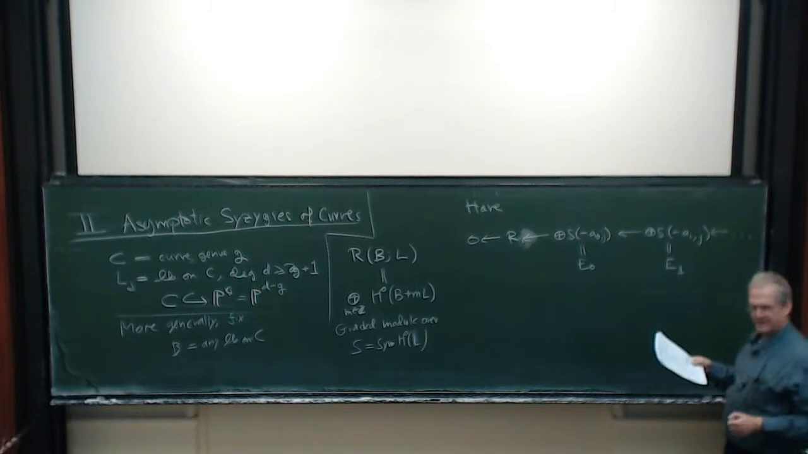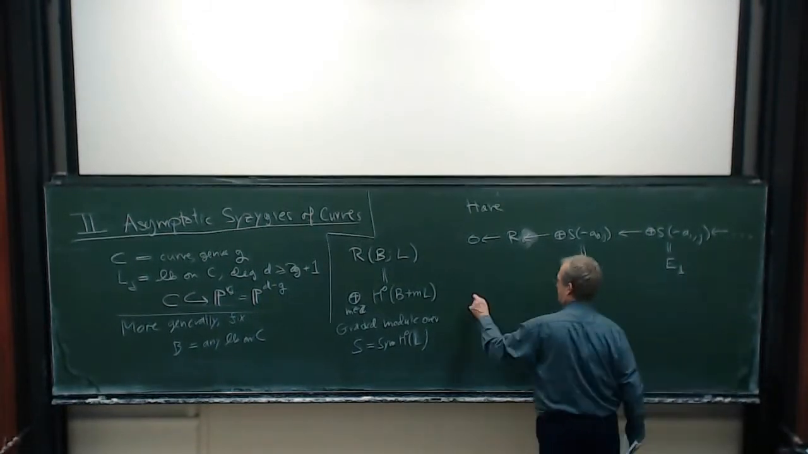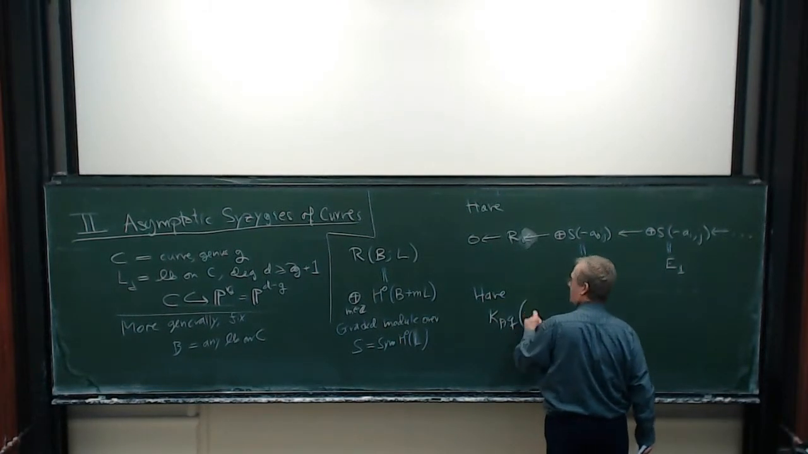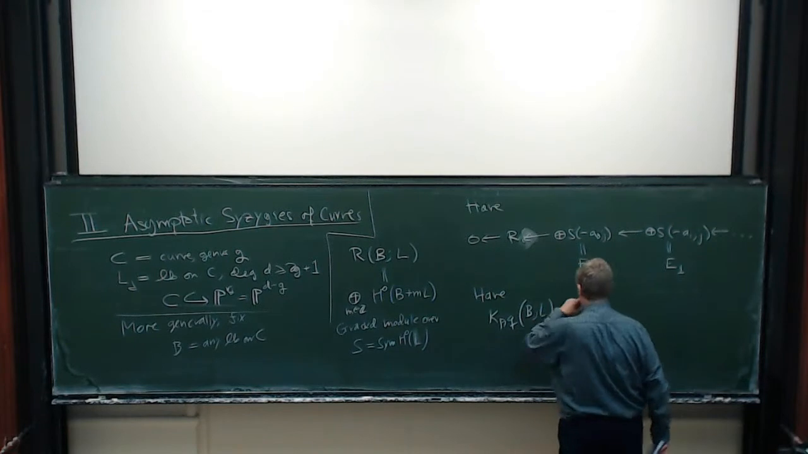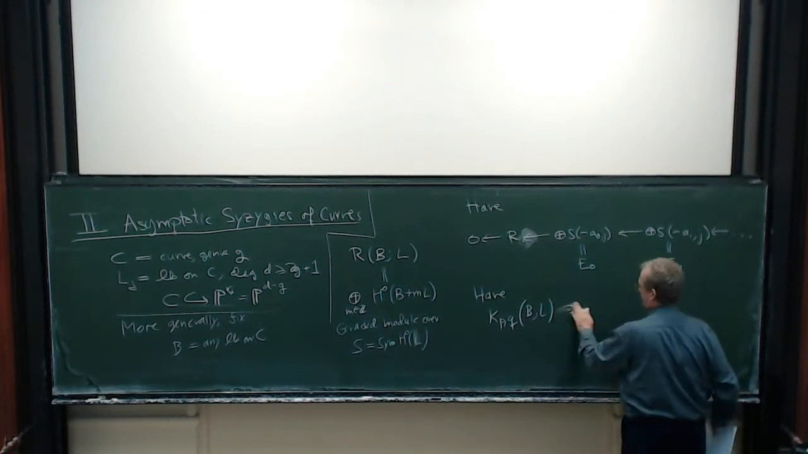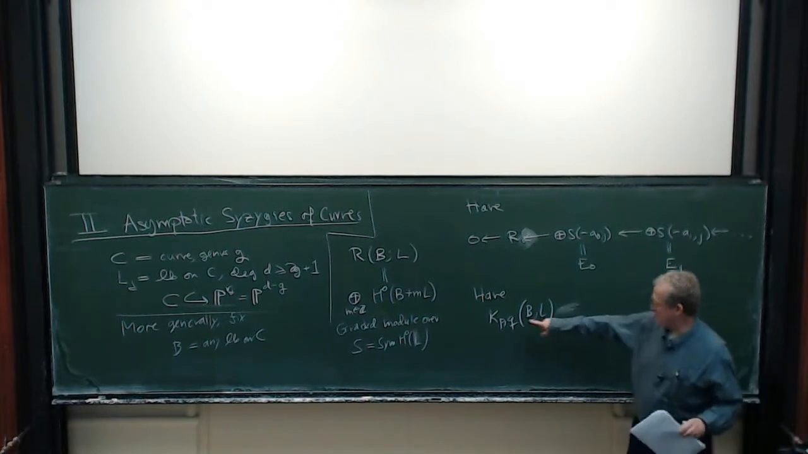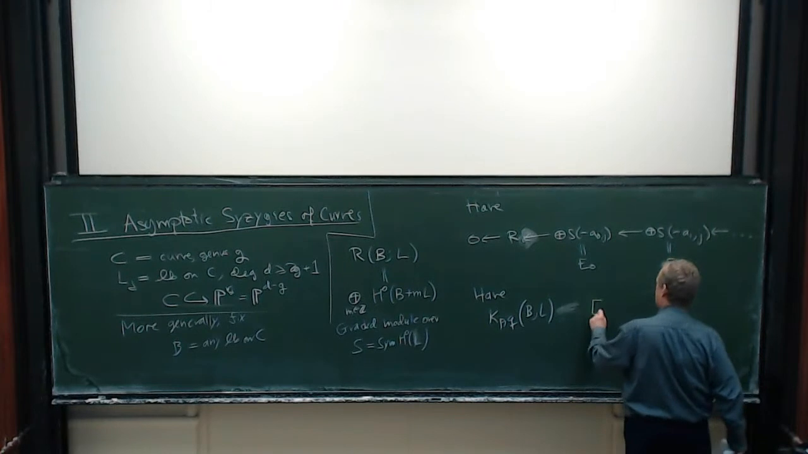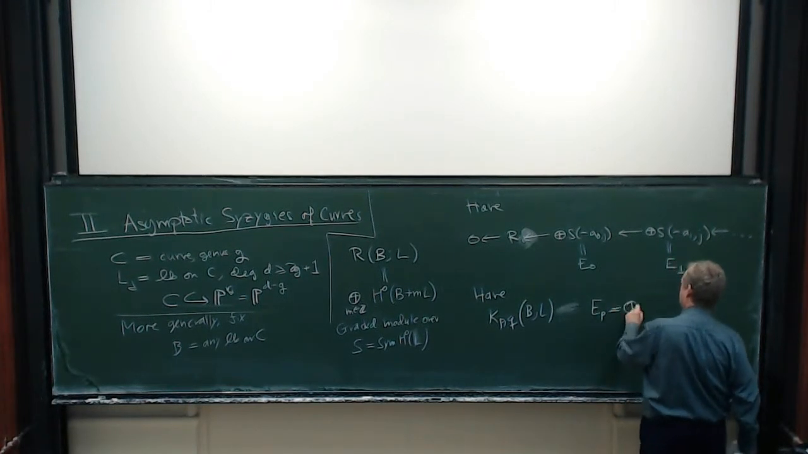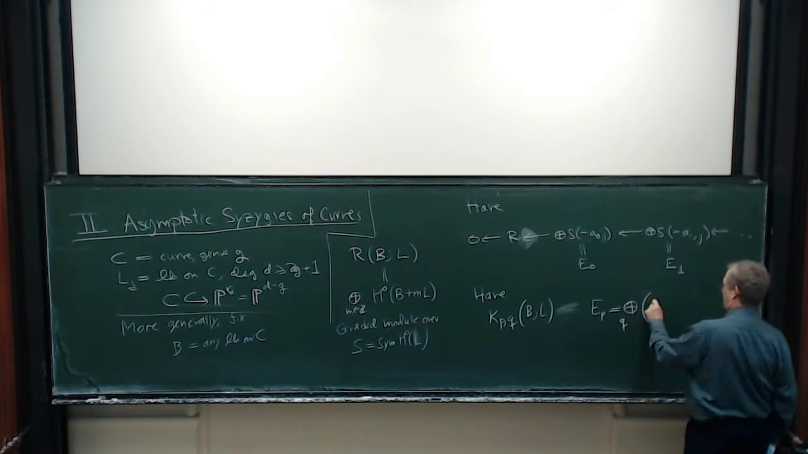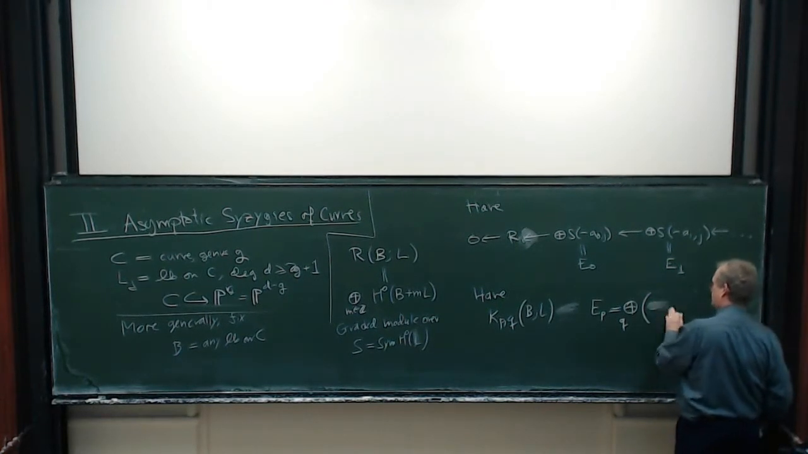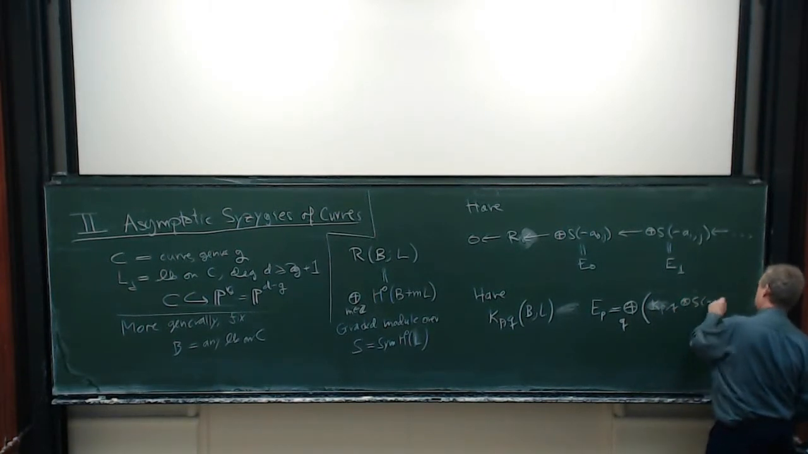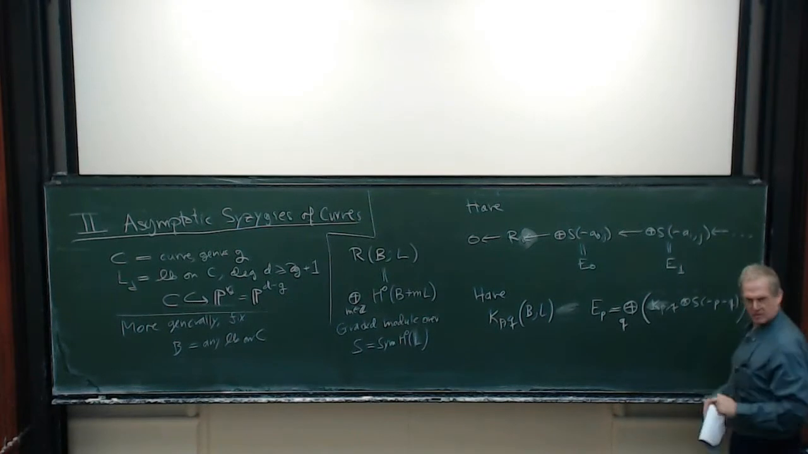And again, we can define multiplicity modules K_{p,q}. So just as before, we have these K_{p,q} of B with respect to L. And remember, this is a finite dimensional vector space. So these are the number of degree p plus q generators of the pth module of syzygies. And the way the numbers work is that E_p is then the direct sum over q of these K_{p,q}(B,L) tensor S(minus p minus q). So it's just the same as before.